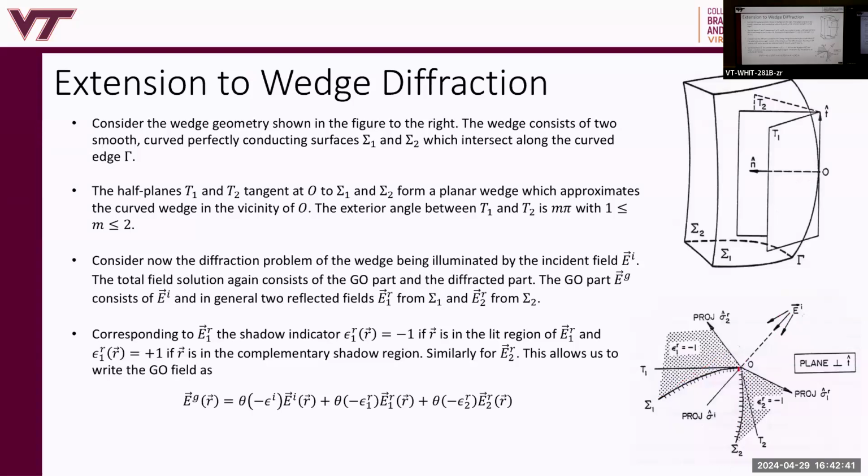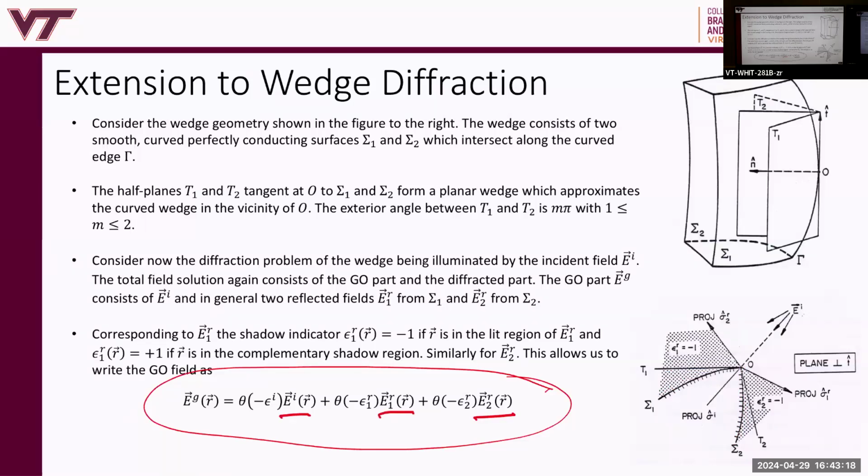So this is a curved wedge, right? But we have this plane T1 tangent to sigma 1 at the point O, and this plane T2 tangent to the surface sigma 2 at the point O. So this is the planar wedge approximation of our curved wedge at the point of diffraction. All right. Then there are their own shadow boundaries here, depending on which reflected ray we're talking about. The reflected shadow boundary, there's two, and we can write the general form of the geometrical optics solution as incident plus reflected 1 plus reflected 2.